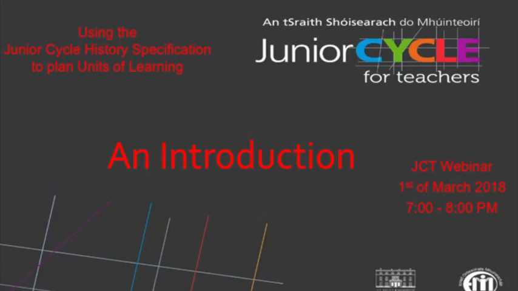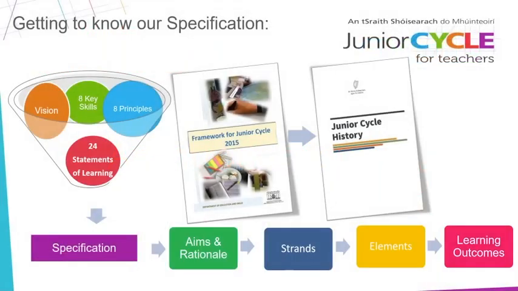So, getting to know our specification. The junior cycle history specification will come alive in classrooms in September. The vision, the 8 principles, the 8 key skills, and the 24 statements of learning of the 2015 junior cycle framework are distilled into our junior cycle history specification. All subject specifications have the same structure and follow the same headings: strands, elements, and learning outcomes.